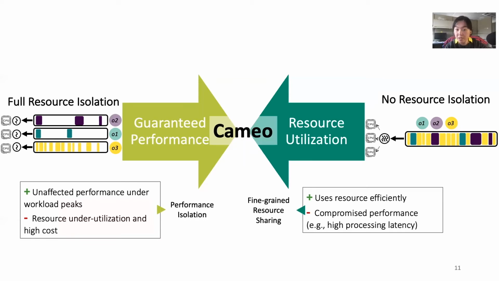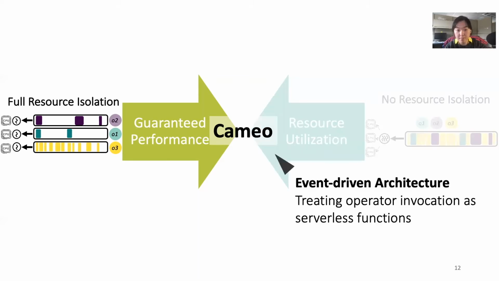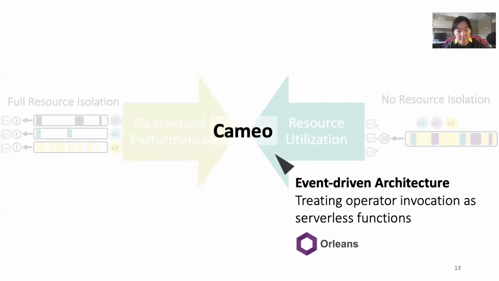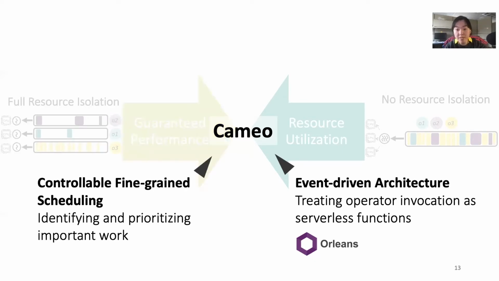Therefore, we built Cameo, a data-driven, fine-grained operator scheduling for stream processing systems. Cameo is based on a streaming runtime built on top of a virtual actor framework, or Orleans. Different from the state-of-the-art stream processing systems, it achieves high utilization by adopting an event-driven architecture, treating operator invocations as serverless functions. Here, resources are only provisioned to operators that receive messages. Meanwhile, it enables fine-grained scheduling by identifying and prioritizing operator invocations that require immediate handling.